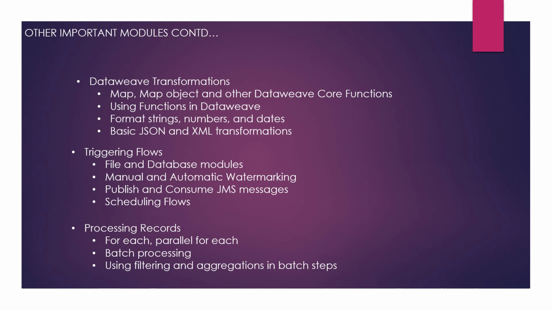Then we come to the processing records module. Here you should be able to process items in a collection using the for each scope, and you can expect questions related to the for each scope in the exam. And then you should be able to process records using the batch job scope. How do we use filter and aggregation in the batch steps? These things you should know, and you can very well expect questions related to all these important modules in the exam.